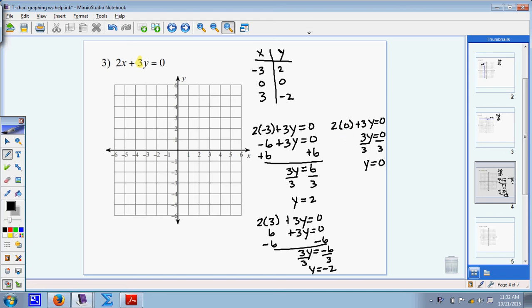What you're going to do now, just like we did on the other t-charts, is plot our points. So the first one is x is negative 3. So I go negative 1, negative 2, negative 3. And y is 1, 2. I put my dot. Ooh, we love the origin, 0, 0, right in the center. Very helpful. And then finally, x is 1, 2, 3. y is negative 1, negative 2.